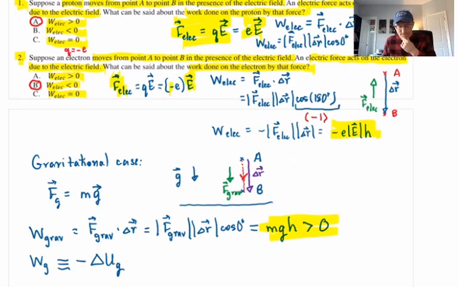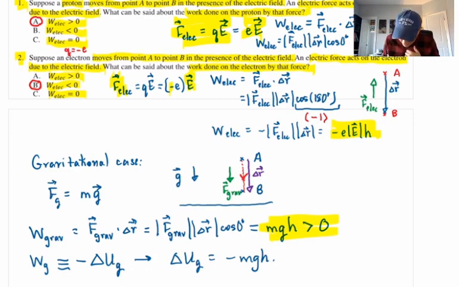Okay? So if we use that, and our answer for W grav, we can get a result for delta U grav for this mass going from A to B. It's just negative mgh, right? And it went down. It's a negative number, so the gravitational potential energy decreased by that amount, negative mgh.